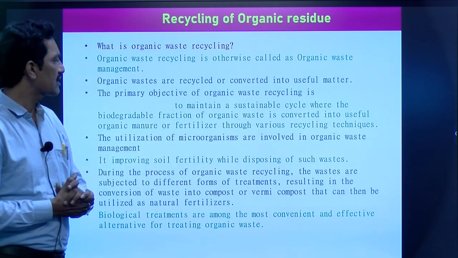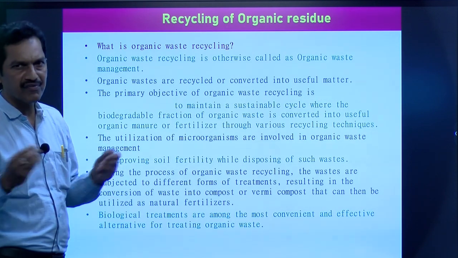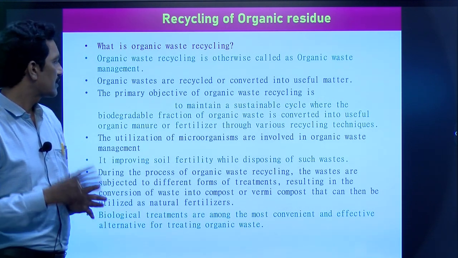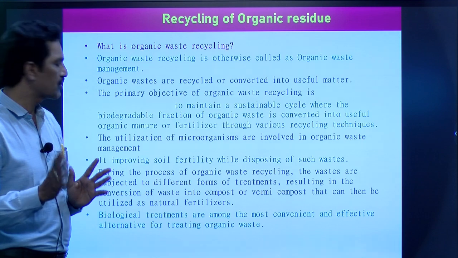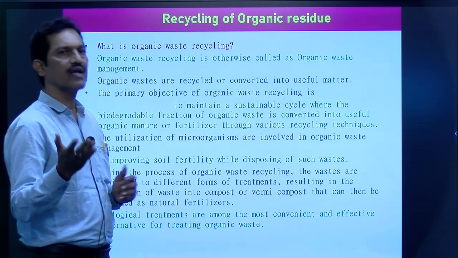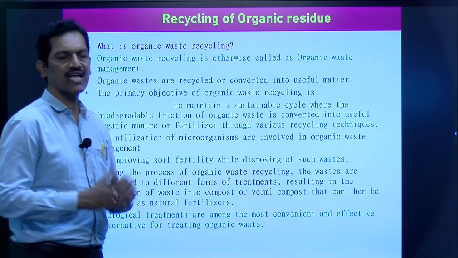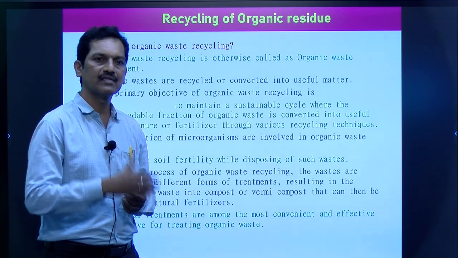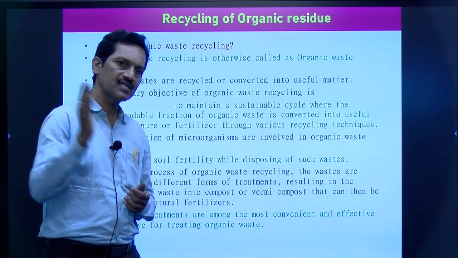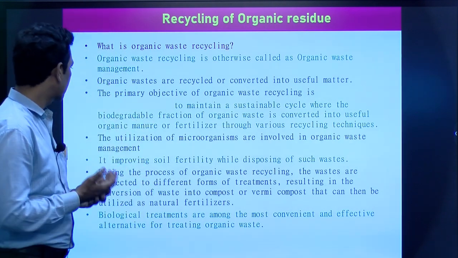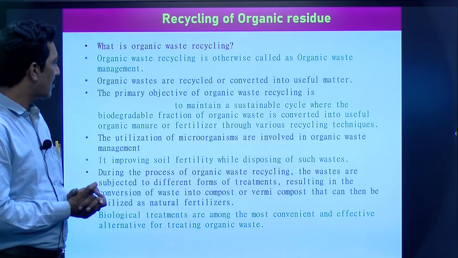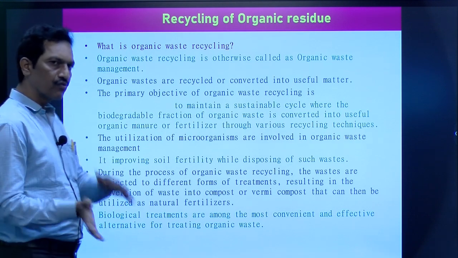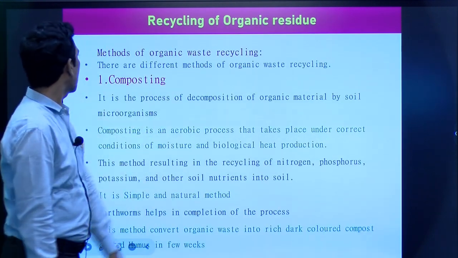During the process of organic recycling, the wastes are subjected to different forms of treatment, resulting in the conversion of waste into vermicompost and compost that can be utilized as natural fertilizers. Already I told you that the microbes naturally act upon the waste material. So, natural fertilizers are formed in the soil that enhance its fertility, which in turn is useful for plant growth and development. And of course, biological treatments are among the most convenient and effective alternatives for treating organic waste. We will see different types of recycling methods.